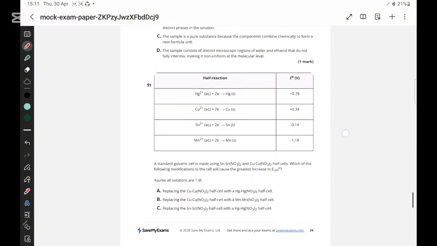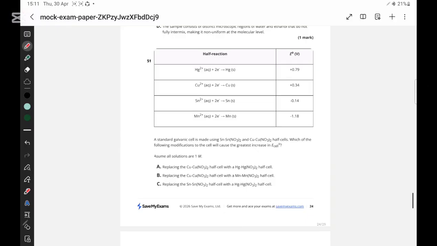So for the next question, they have given certain half reactions and their E0 values. A standard galvanic cell is made using Sn nitrate and copper nitrate half cells. Which of the following modifications to the cell will cause the greatest increase in E0 of the cell? First of all, we can find the E0 of the cell. They have the values for Sn, and they have the value for copper. Copper is more positive, so this is the cathode, and this is going to be the anode.